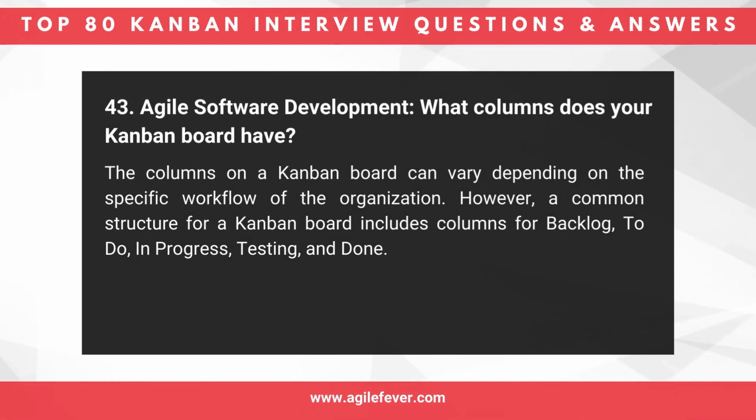Question 43. Agile software development. What columns does your Kanban board have? The columns on a Kanban board can vary depending on the specific workflow of the organization. However, a common structure for a Kanban board includes columns for backlog, to do, in progress, testing, and done.